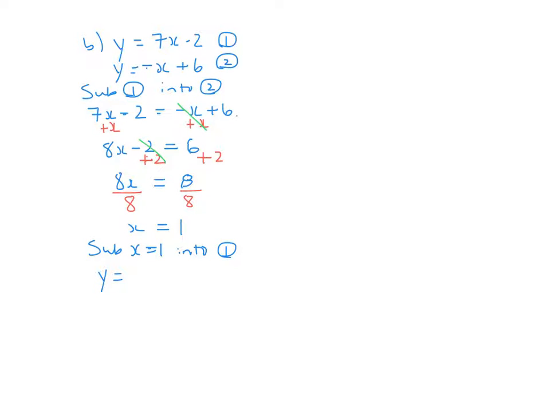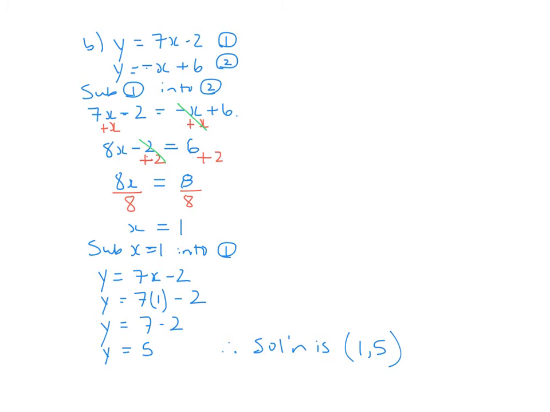We have y equals 7 times x minus 2, and we're going to replace that x with a 1 in brackets because the 7x means 7 times the x value. And at this point, 7 times 1 is 7, so 7 take away 2 is 5. So therefore, our solution is the ordered pair 1, 5. X comes before y.